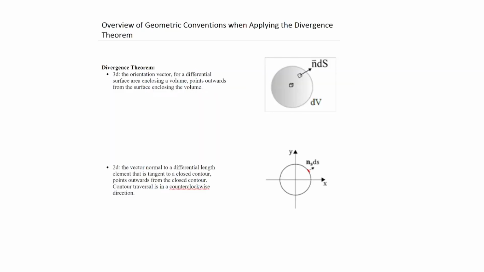All right, so let's start with an overview of geometric conventions when applying the divergence theorem. There'll be a 3D version and a 2D version, the 2D version being Green's flux theorem, which we'll get into in more detail a little bit later in the lecture.